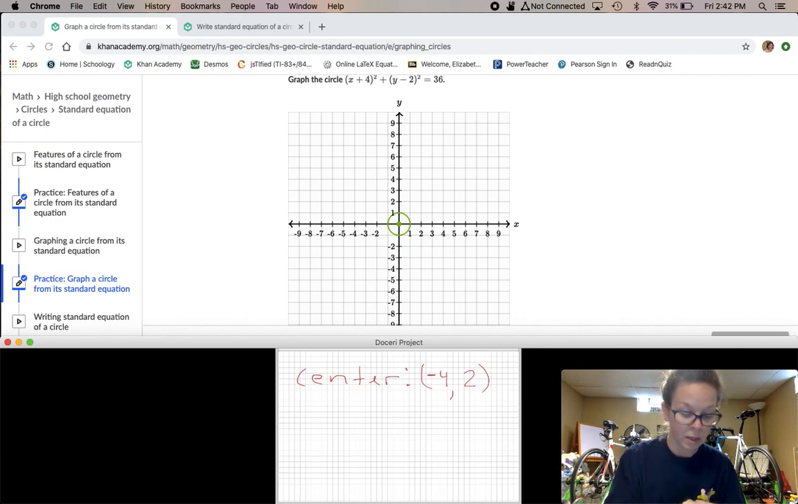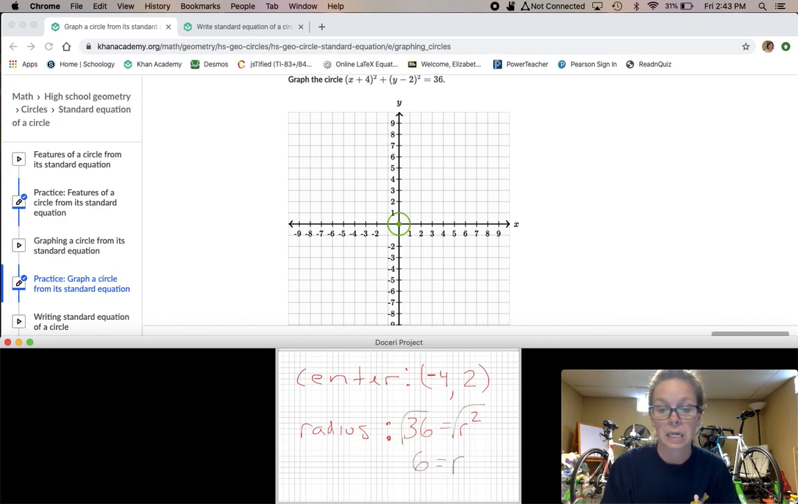The other important thing that we need to know to be able to graph this is a radius. Now remember the equation was equals r squared. So 36 is r squared, which means if we want to know what r is, we have to take a square root, and our radius is 6. Technically with algebra, it's positive or -6, but since a radius is a length measurement, we're going to say it's just +6.